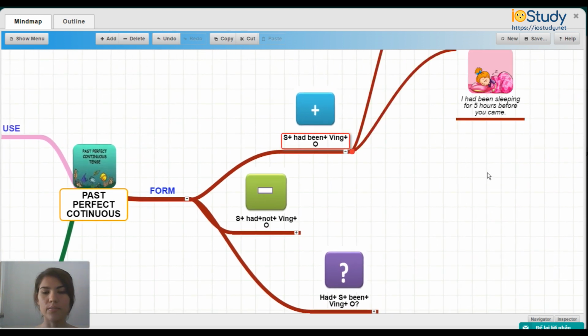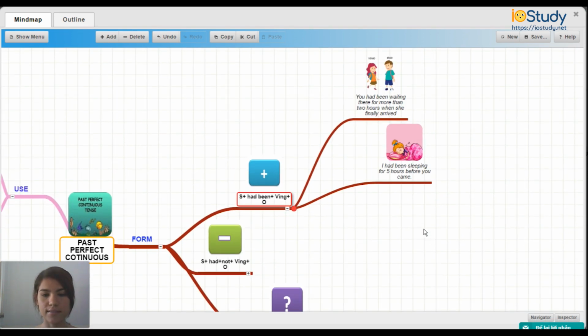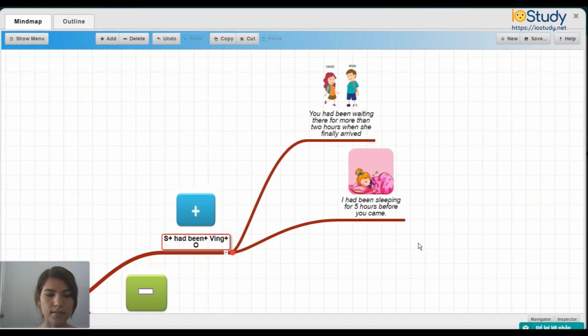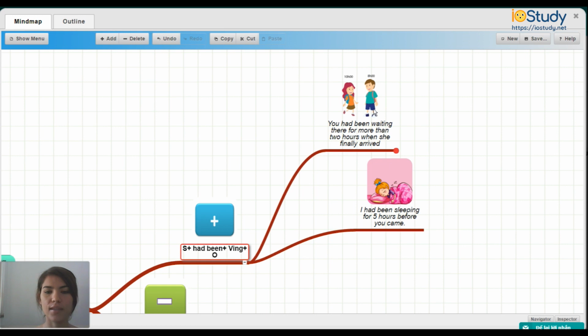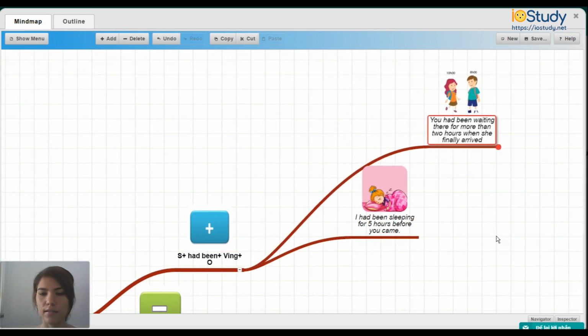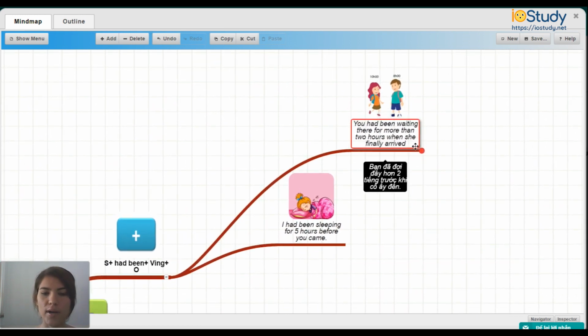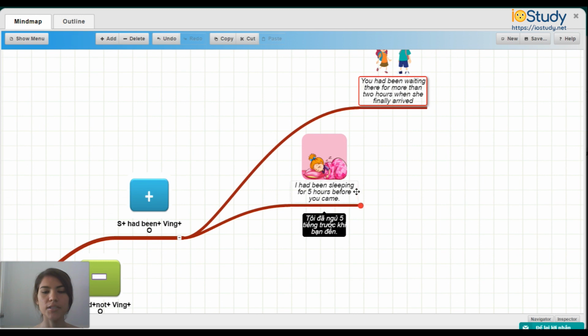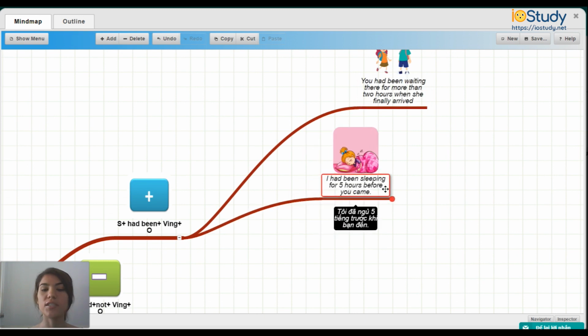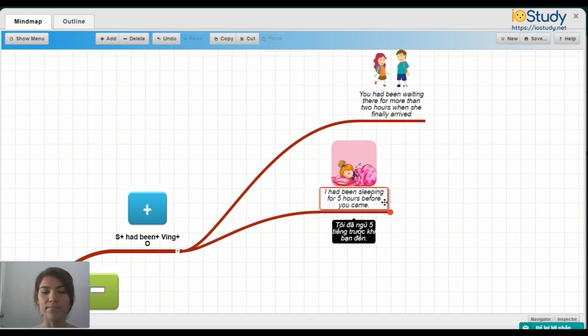And here we have some examples of positive sentences of the past perfect continuous. Number one, you had been waiting there for more than 2 hours when she finally arrived. And number two, I had been sleeping for 5 hours before you came. So as you can see, these are both positive sentences.